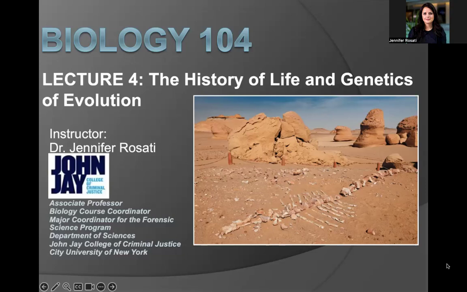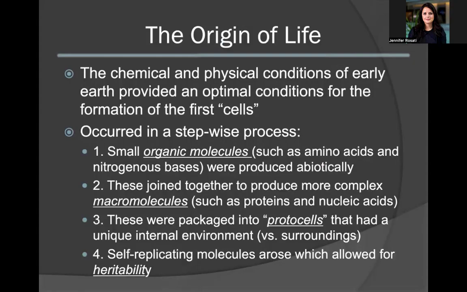Welcome to Lecture 4, where we will discuss the history of life on Earth as well as the genetics of evolutionary processes. The chemical and physical conditions of the early Earth provided optimal conditions for the formation of life. However, these first initial cellular populations did not arise all at once. Rather, they arose in a stepwise process. The first step in this process involved the formation of small organic molecules like amino acids and nitrogenous bases. These initial small organic molecules were produced abiotically.